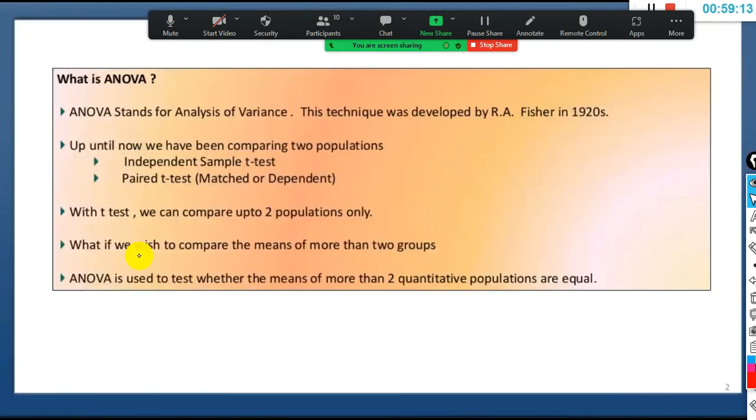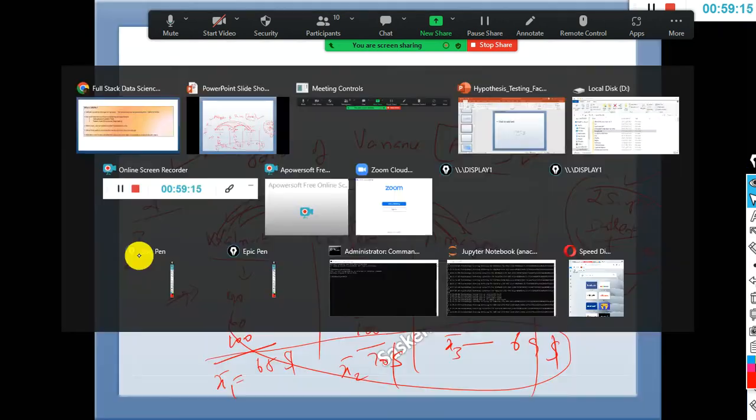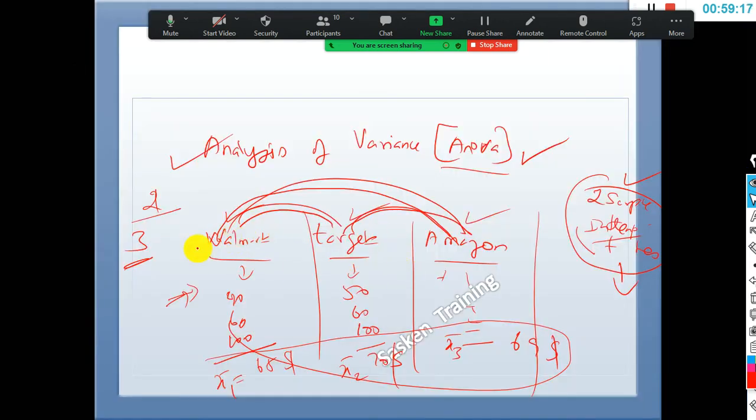With t-test we can compare up to two populations. So in my case, I have three populations, right? I want to compare three populations. For that, I have sampled the data from three different populations. How can I do that? In anything more than two groups, you need to conduct the Anova test.